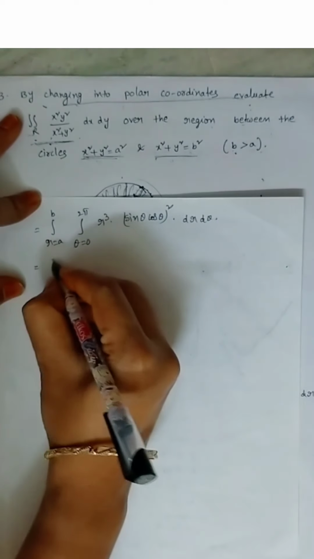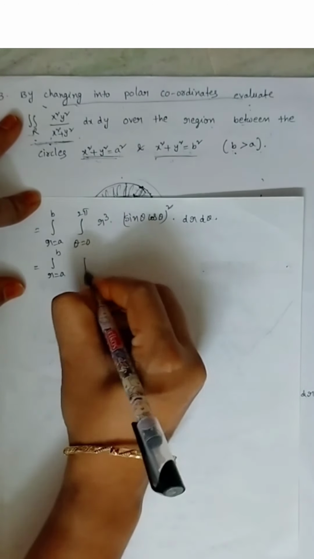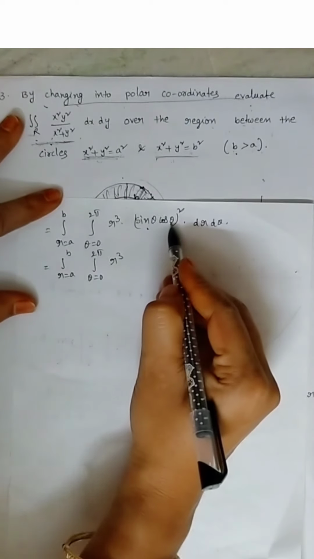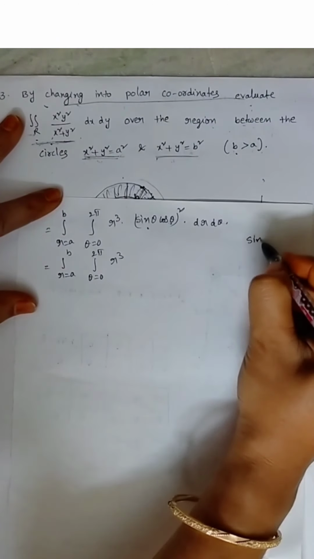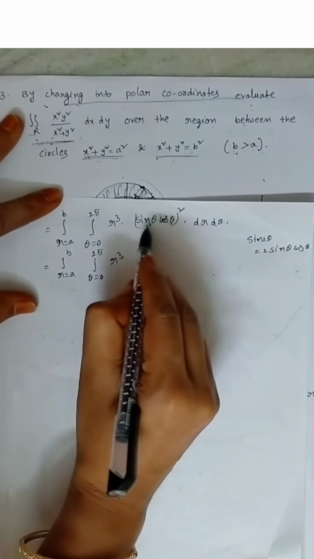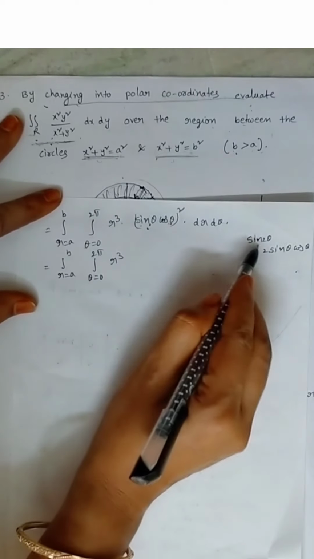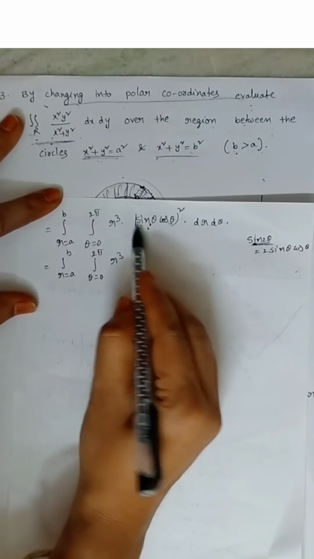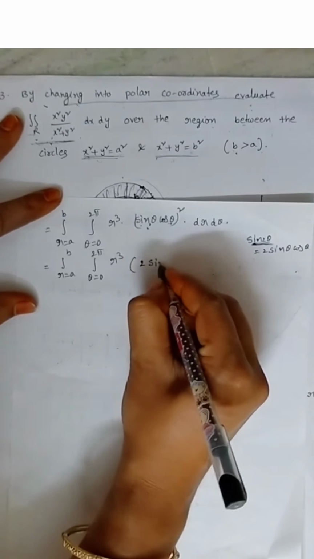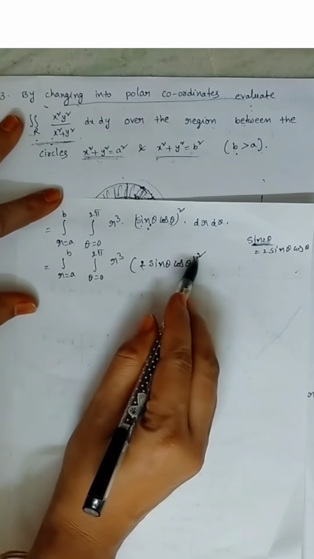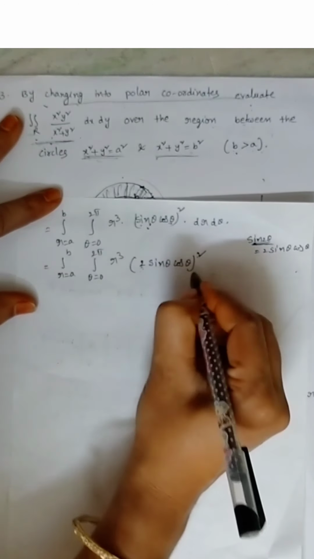So this equals integral r equals a to b, integral theta equals 0 to 2 pi, r cubed sin theta cos theta. We know that the sin 2 theta formula equals 2 sin theta cos theta. So make sin theta cos theta into the sin 2 theta formula. To make this formula, here I am multiplying with 2 sin theta cos theta whole squared. I am multiplying 2 in whole square. So 2 squared means 4.